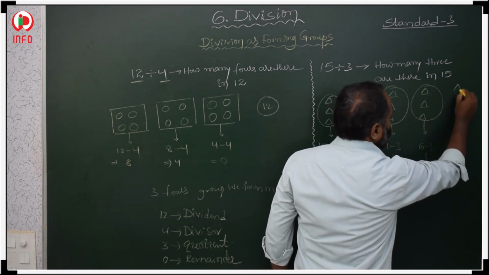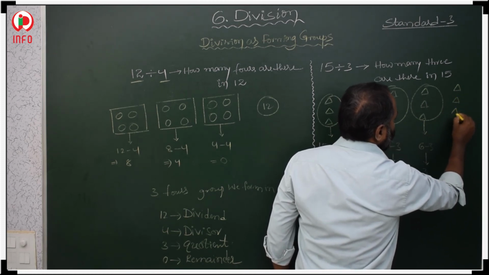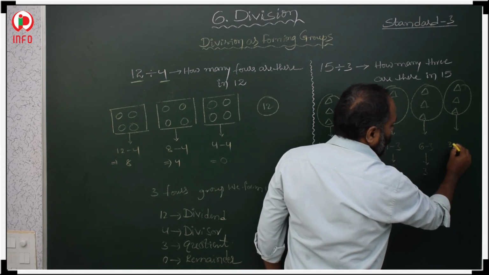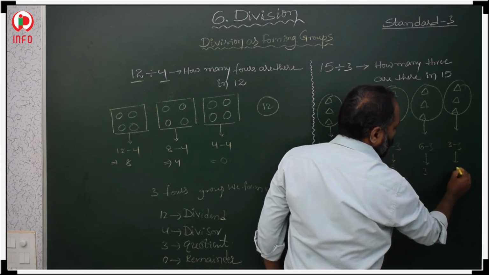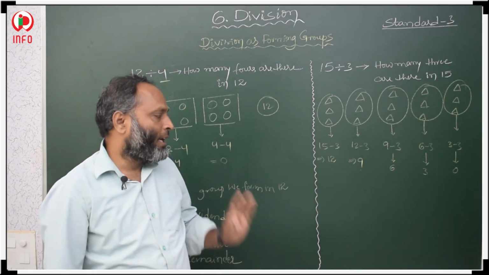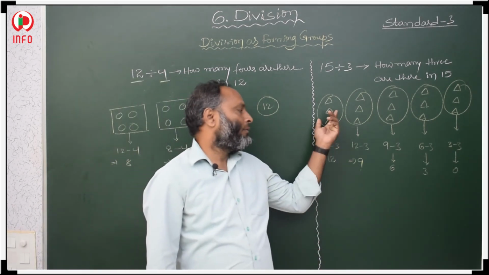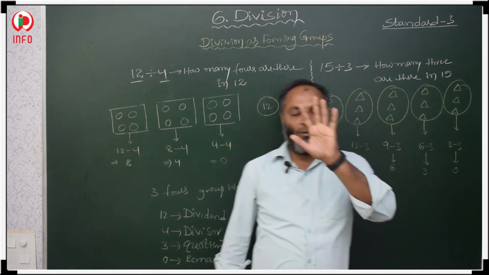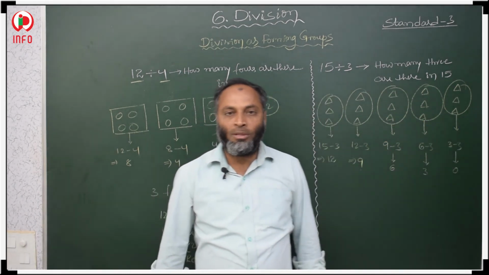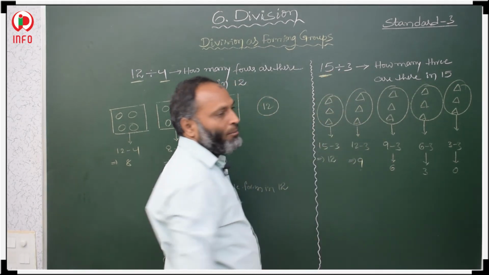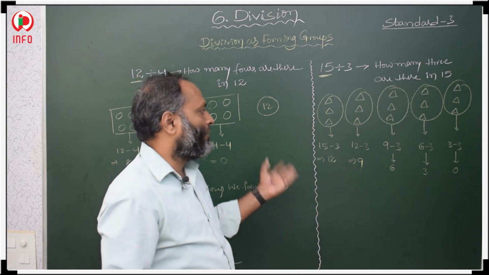Again in the last I want to make one more group of 3. So how many are left here? 3. From that again I took 3. 3 minus 3 is 0. Then how many groups did we form here? 1, 2, 3, 4, 5. 5 groups. So this 15 is the total number of triangles or whatever.